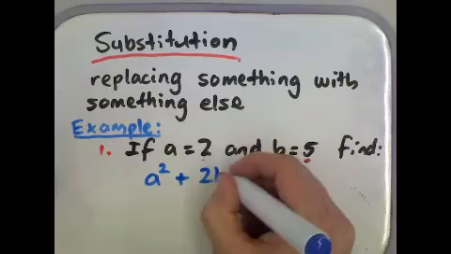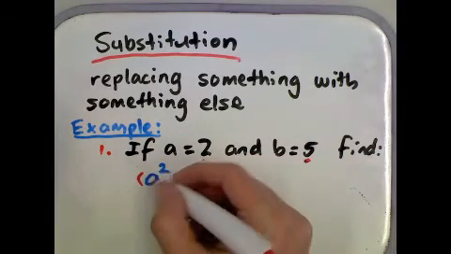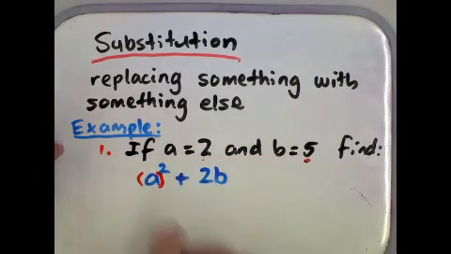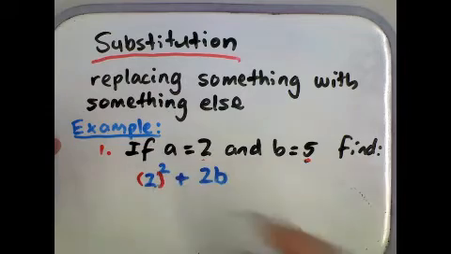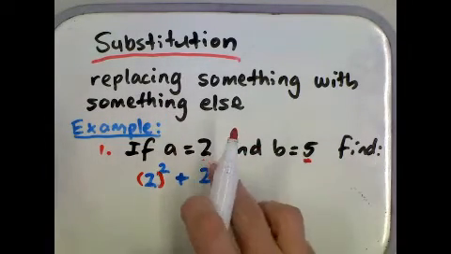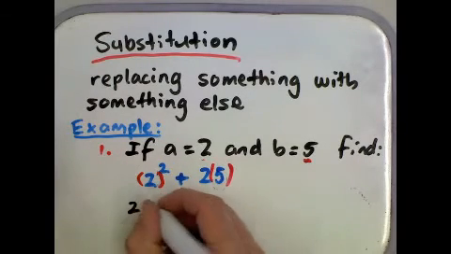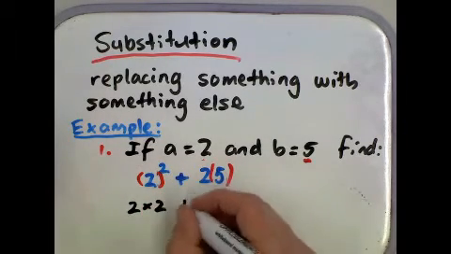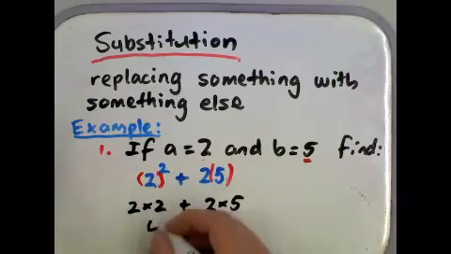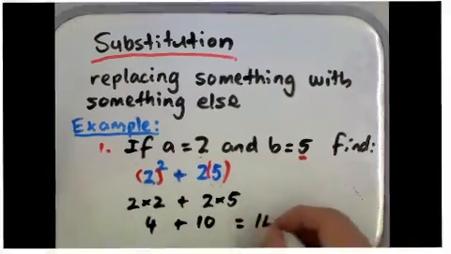Here's another example. a squared plus 2b. Again, we've got to have that algebra background, so remembering that a squared is a times a. Now replace the a with a 2, and the b with 5. We're going to have 2 squared, which is 2 times 2, plus 2 times 5 there. There we have 4 plus 10 gives us 14.